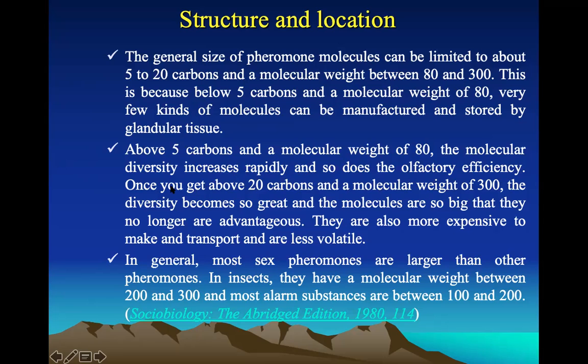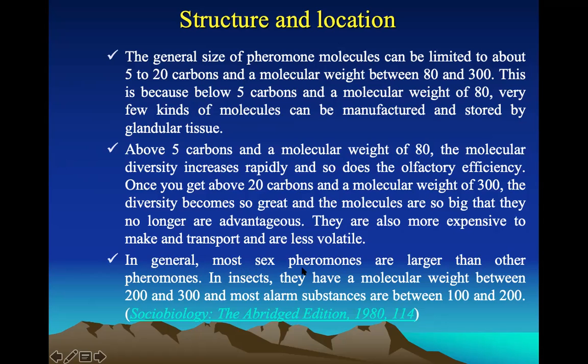olfactory efficiency. Once you get above 20 carbons and a molecular weight of 300, the diversity becomes so great and the molecules are so big that they are no longer advantageous, because bigger molecules cannot travel through the air. They are also more expensive to make and transport, and less volatile. In the case of insects, they are no longer advantageous.